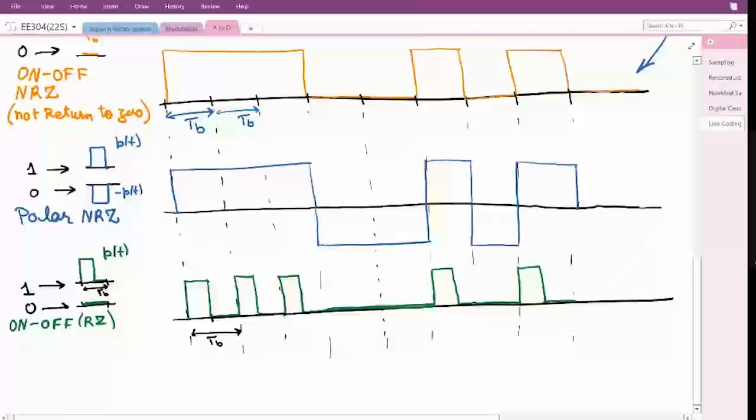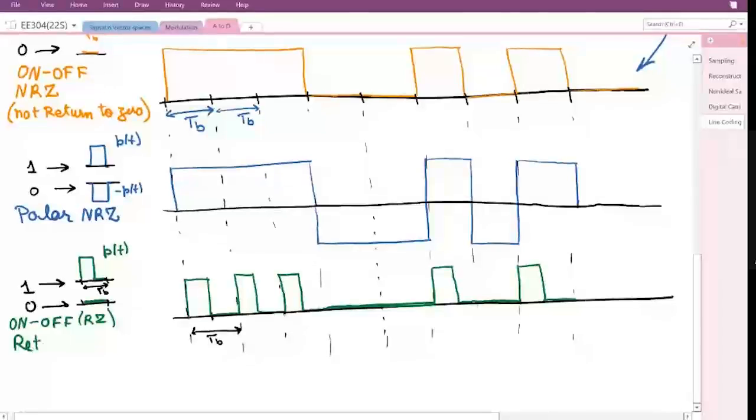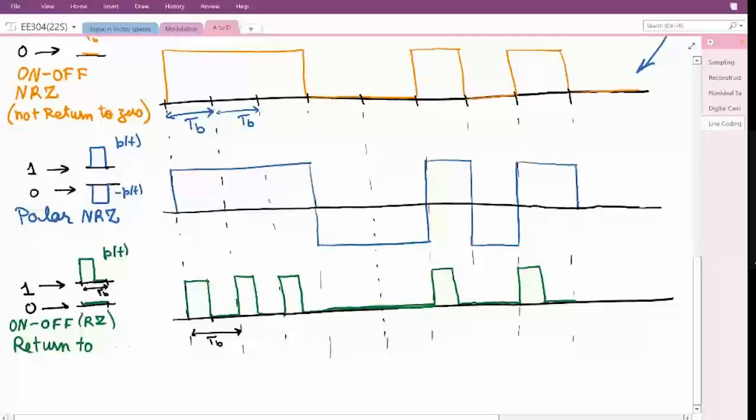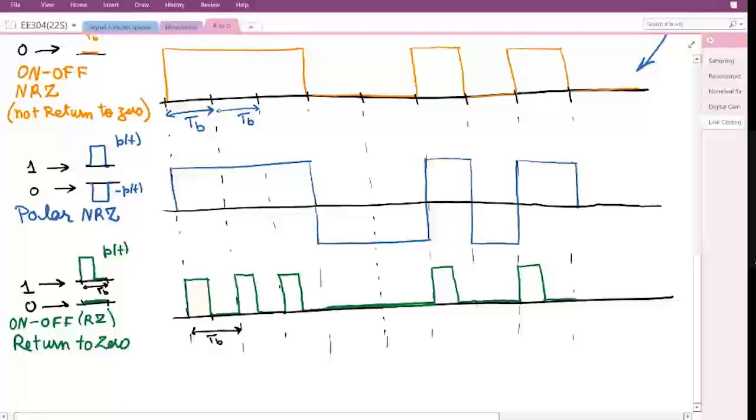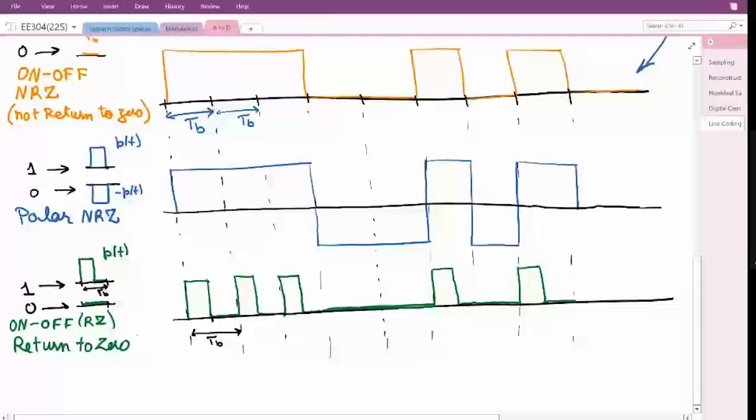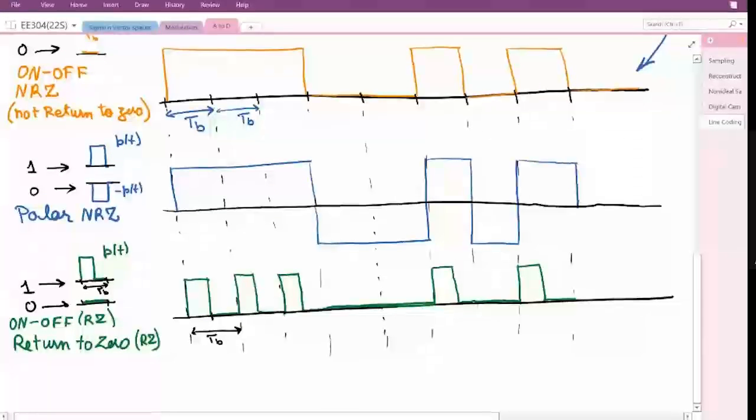So is this NRZ and RZ nomenclature clear now? Yes or no? Toshika, yes sir. So return to zero or non-return to zero signifies whether, within the bit duration Tb, the pulse is returning to zero or not.